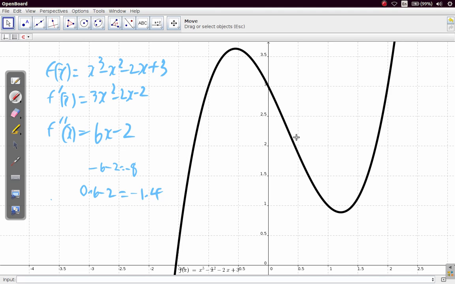Now, if we substitute 0.5 into it, which is right here, 6 times half is 3, minus 2, which is 1. Positive. So we have a positive here, and at 0.1 a negative. Now, the significance of that is this. We have the tangent here.